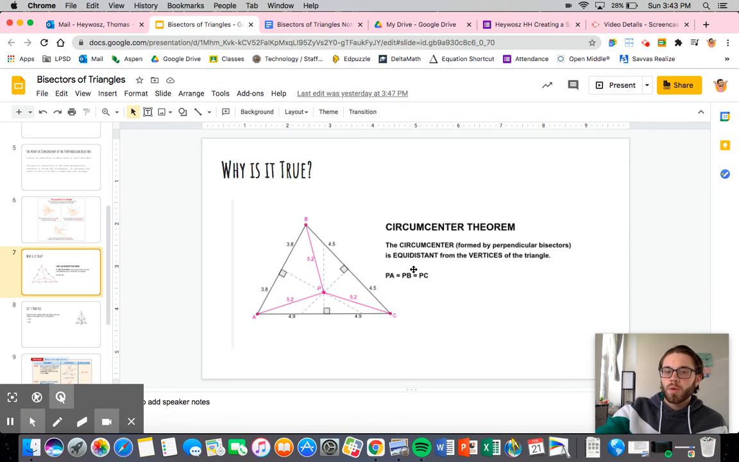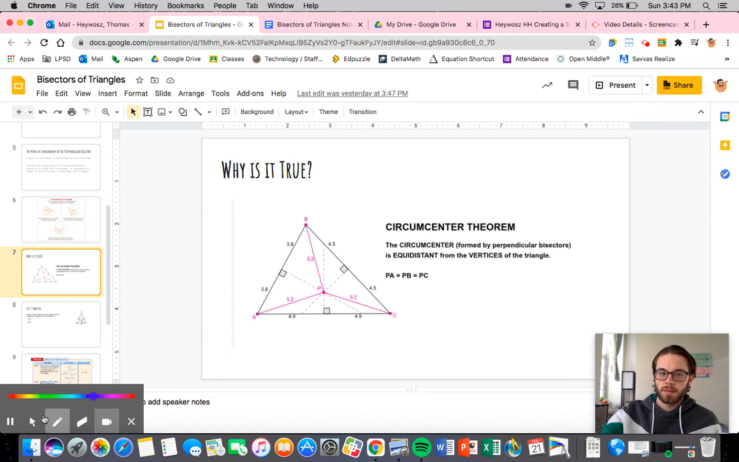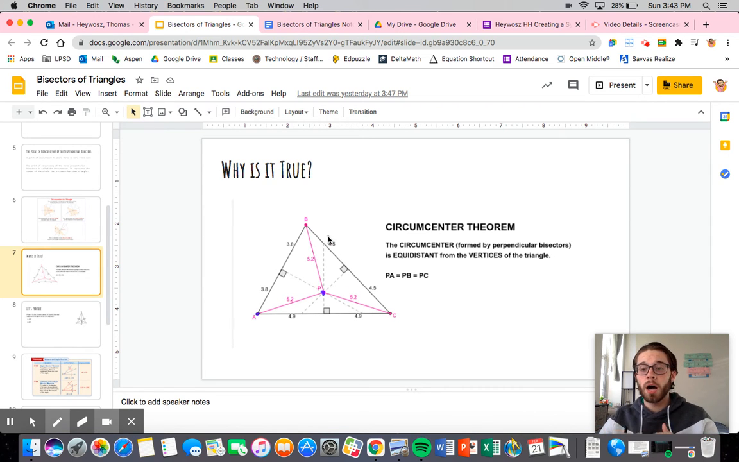But anyway, what it says is if I have a circumcenter, it is equidistant from the vertices of the triangle. So if I drew lines from the circumcenter to the vertices, they would be the same. This is 5.2, this is 5.2, this is 5.2. They are not inherently on the perpendicular bisector. I cannot stress that enough.